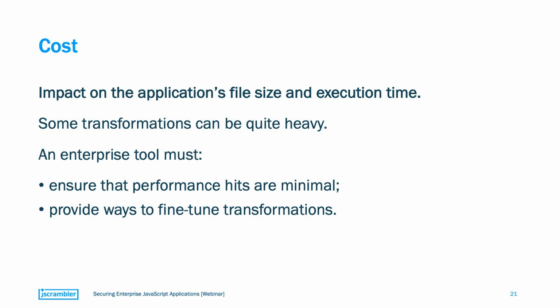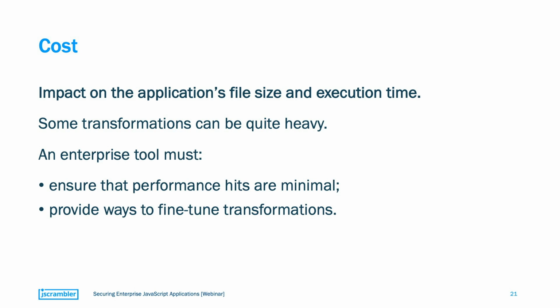Finally, we have the cost metric, which represents the impact of a given transformation in the execution time of a transformed application, as well as the impact on the application's file size. This is especially important because you wouldn't want your application performance to be ruined due to adding security and obfuscation.